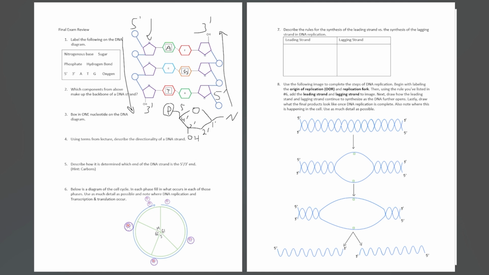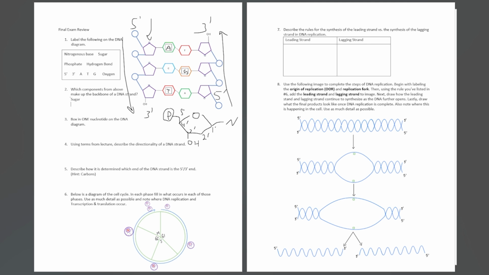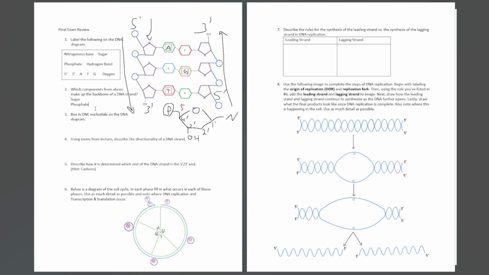So we could maybe go ahead and write that in. I'm going to try to anyway, because Microsoft Word is just the worst. I'm sorry. It's just really terrible. Okay, so the sugar and the phosphate. That's what make up our DNA strand.